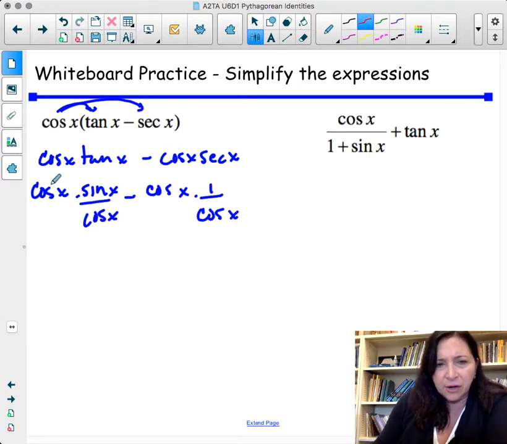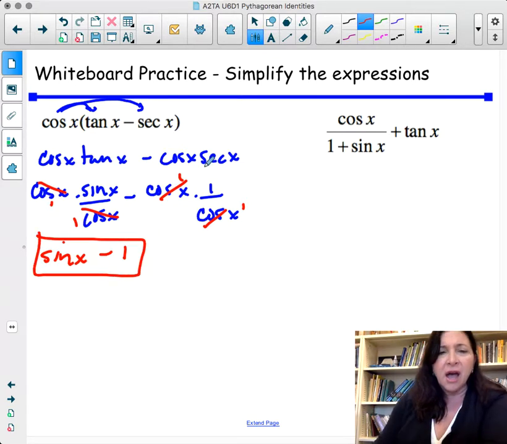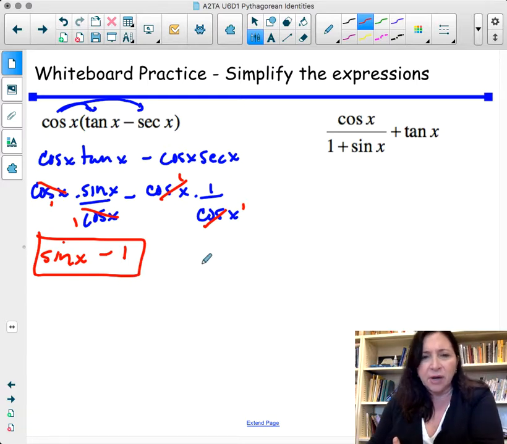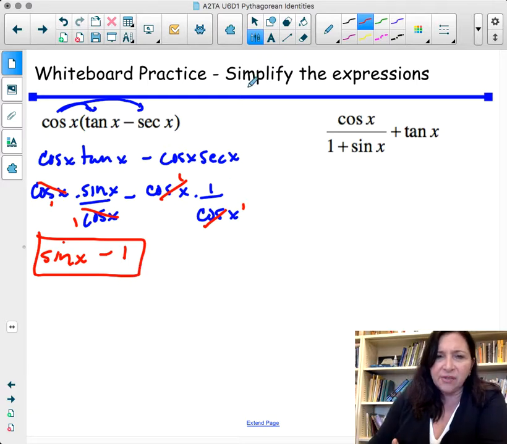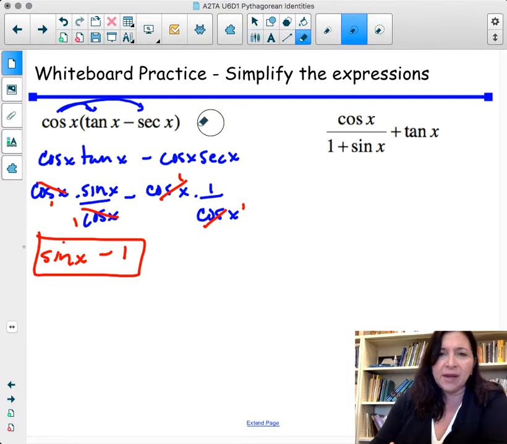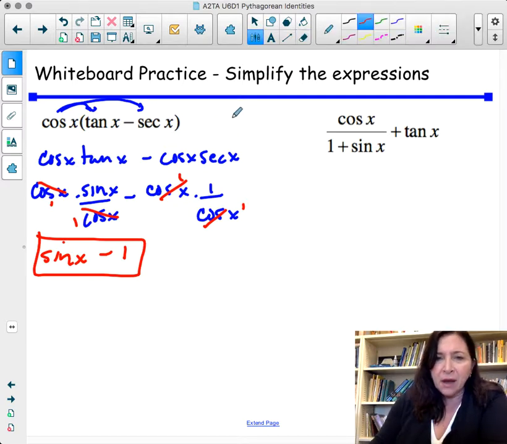The next part here, cosines are going to cancel into 1, and I'm going to have 1 times sine is sine, so sine of x, minus cosines are going to cancel into 1, minus 1. And so that's my answer in simplified version. I don't have to solve anything. I'm not trying to get the left side equal to the right side. I'm not adding in an equal sign when there's not already an equal sign. Don't do that. Okay, so let's do the next problem.